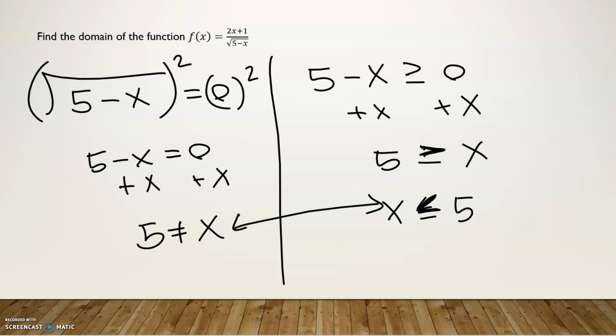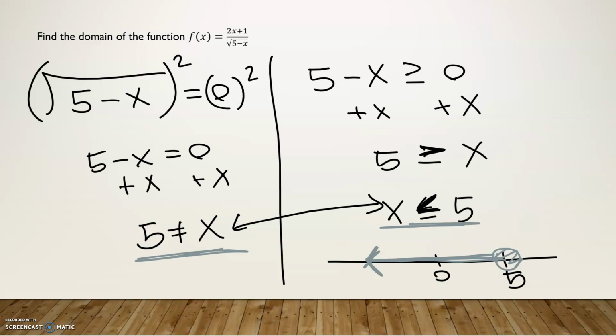Okay, so say we put it on the number line. So here's 0 and here's 5. Okay, so x less than or equal to 5 looks like a filled-in circle, and we're going this direction. Okay, that was this part. But over here, x cannot be equal to 5. So what we have is, let's erase this part, we have an open circle.